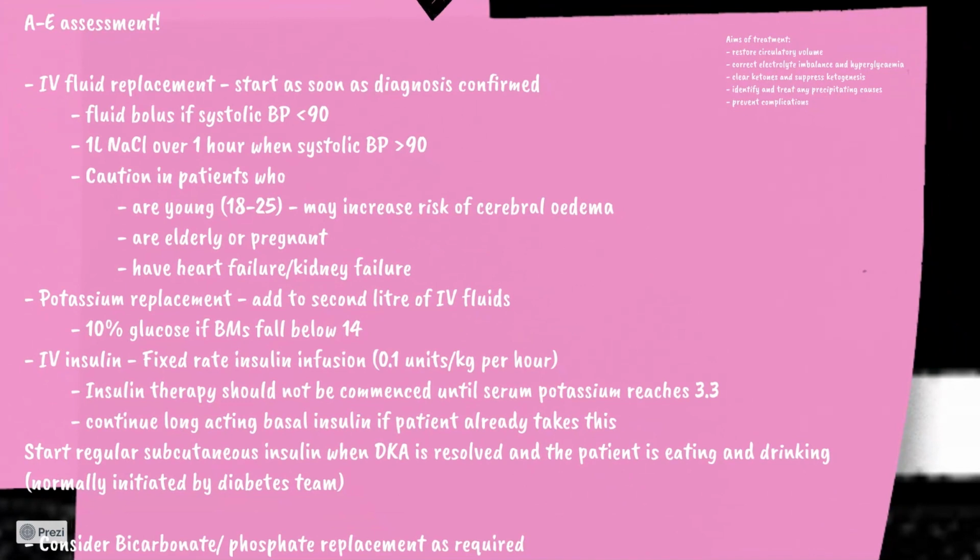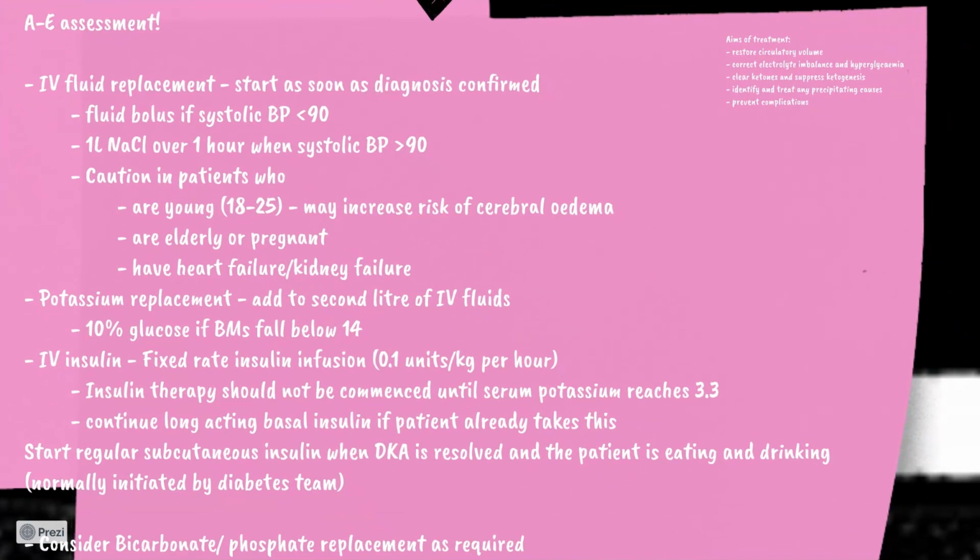Fluid boluses should be given if the systolic blood pressure is less than 90, with early consideration of ITU and senior support. When the patient's blood pressure is greater than 90, they can be started on a 1 litre bag of sodium chloride over 1 hour and further replacement as required.